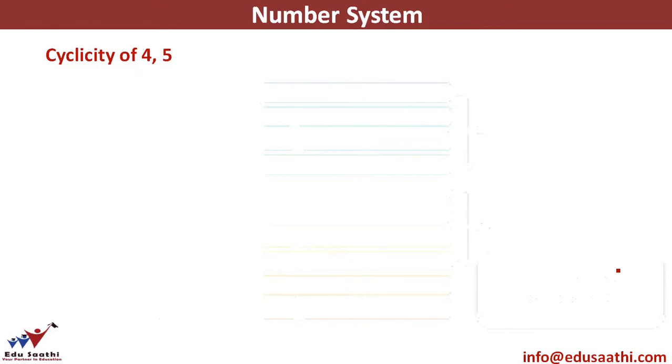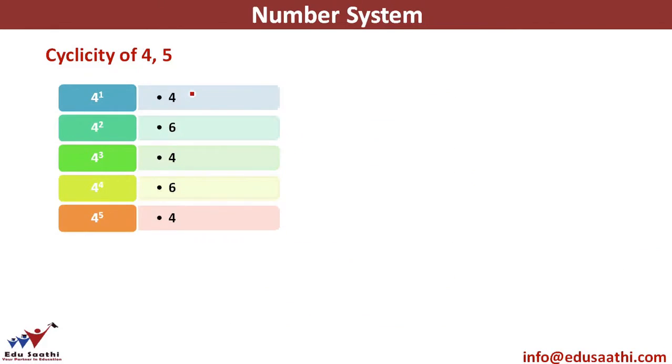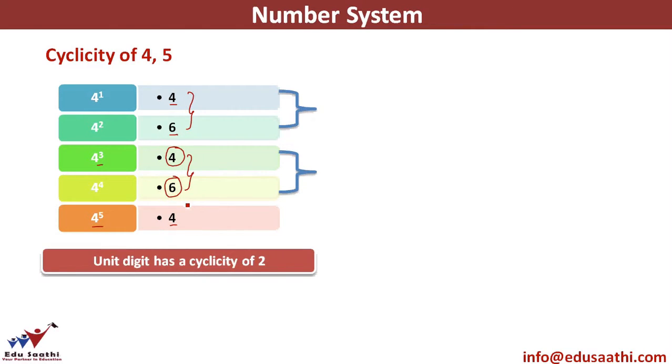Let's look at the case of 4 and 5. Now if I talk about 4, 4 raised to power 1 is 4. 4 squared ends in 6, 16. 4 cubed, 64, ends in 4 again. 4 raised to power 4 ends in 6 again. 4 raised to power 5, 4. I'm talking only about the last digit. So if you look at it, it is 4, 6, 4, 6, 4, 6 and so on. That means the digit 4 has a cyclicity of 2.